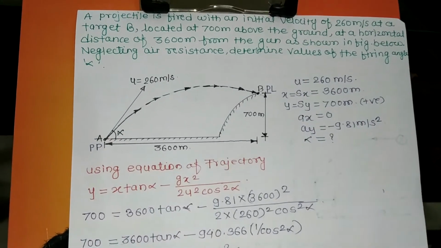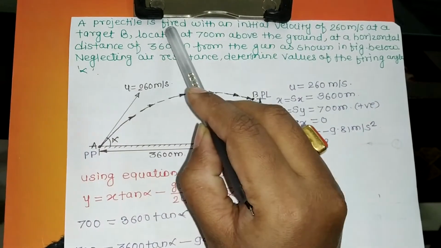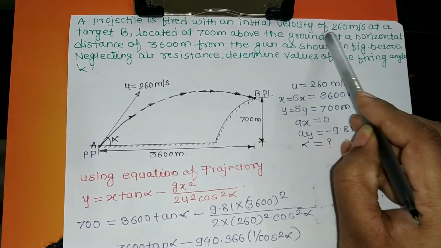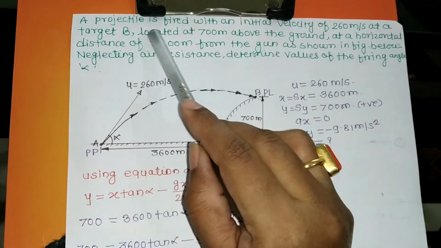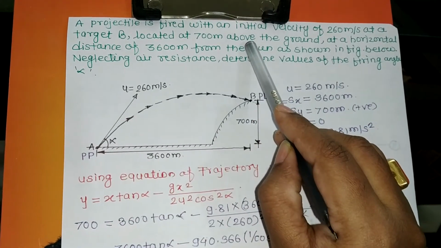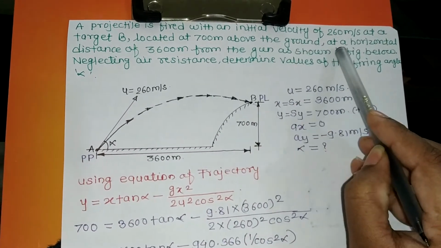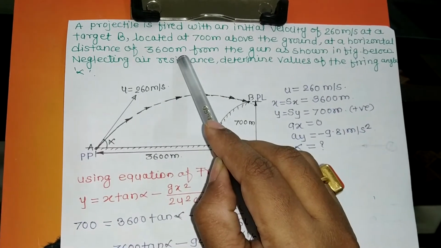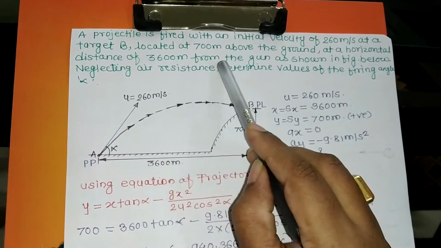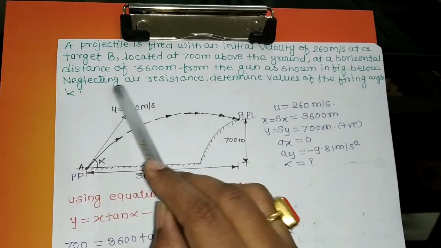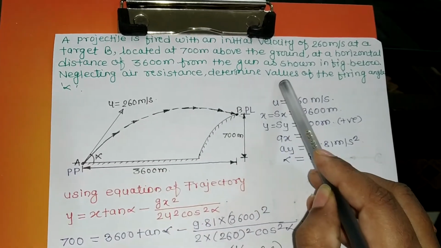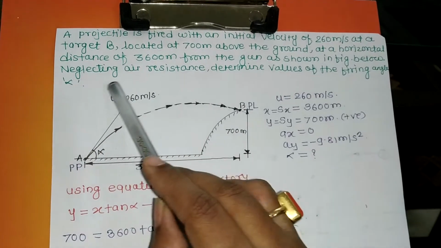The numerical is: a projectile is fired with an initial velocity of 260 meter per second at a target B located at 700 meter above the ground at a horizontal distance of 3600 meter from the gun, as shown in the figure. Neglecting air resistance, determine the value of the firing angle alpha.